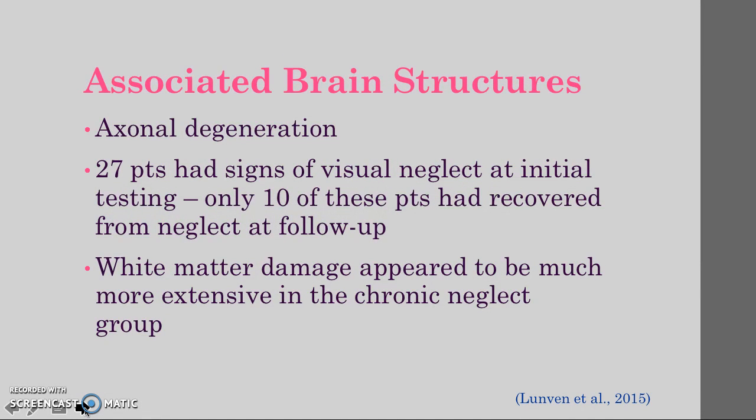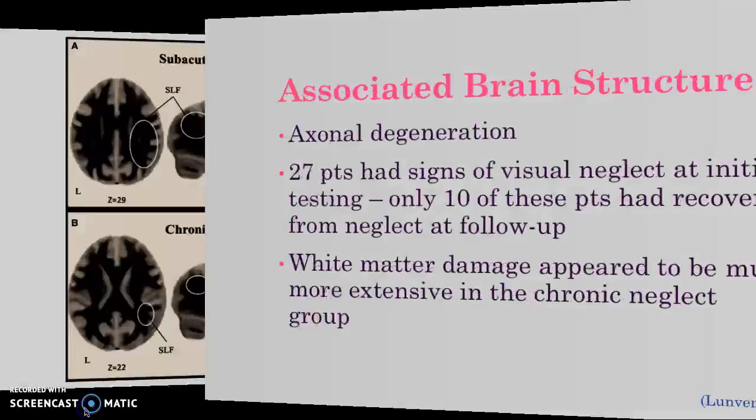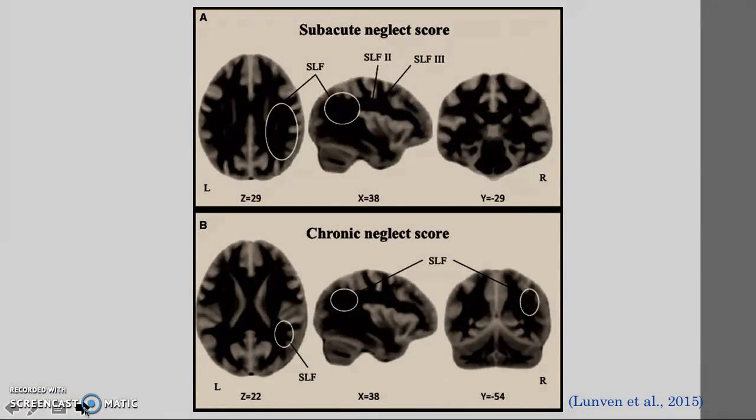In addition, their 2015 study found that axonal degeneration of white fiber tracts, which occurs days to weeks following the CVA, appears to be related to chronic neglect. So neglect results from a large-scale dysfunction rather than from focal damage alone. The image here shows the relationship between the white matter damage and the severity of neglect from their study.